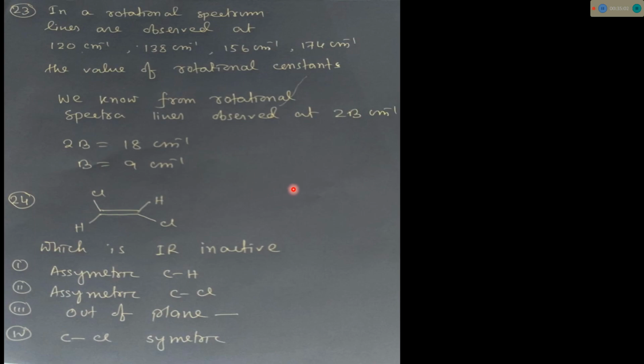And the space between each line is 2B. So we normally observe equally spaced lines in a rotational spectrum, and the space between the lines is 2B centimeter inverse. So in this case, 2B equals 18 centimeter inverse. So B, the rotational constant, equals 9 centimeter inverse.